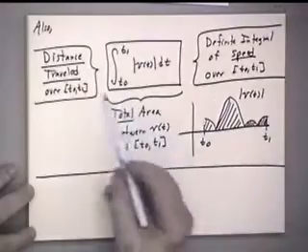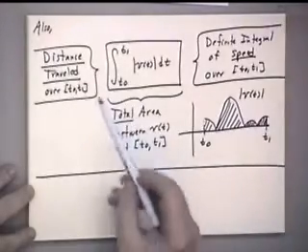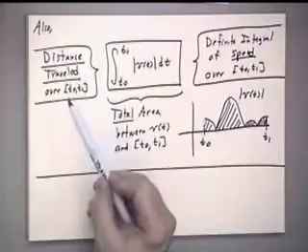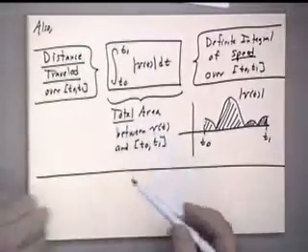So we have the net area and the total area connected to the displacement and the distance traveled. It's a very nice connection. Now let's go ahead and do an example.